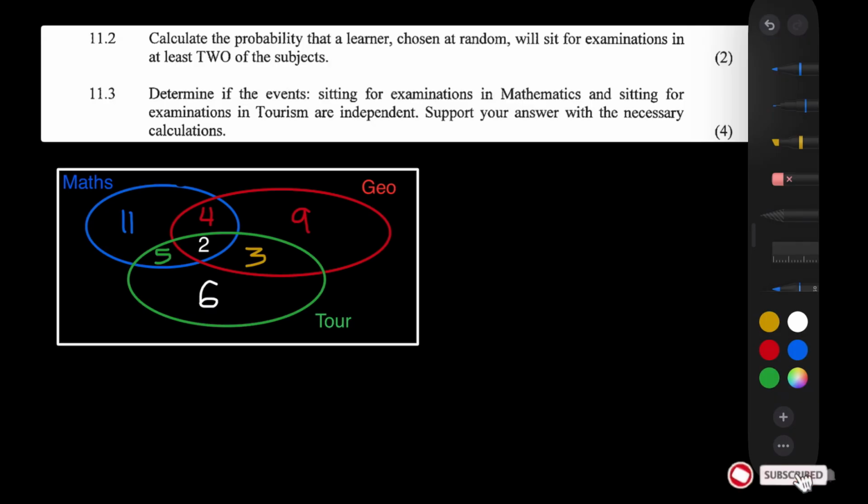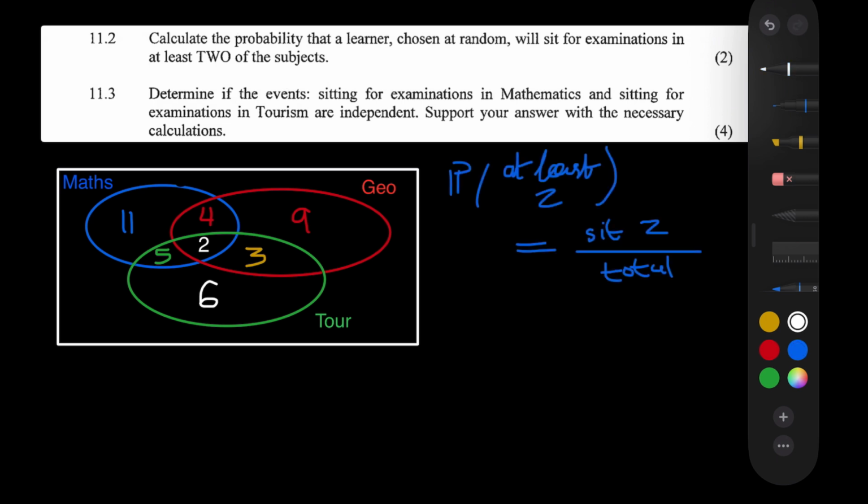11.2. Calculate the probability that a learner chosen at random will sit for examinations in at least 2 subjects. So, of course, using the Venn diagram over here, and remember guys, it's important to get this Venn diagram right the first time because you're going to use these numbers in this situation. So the probability that a student sits for at least 2 subjects is simply equal to the number of students that sit for 2 subjects divided by the total number of students, you see.